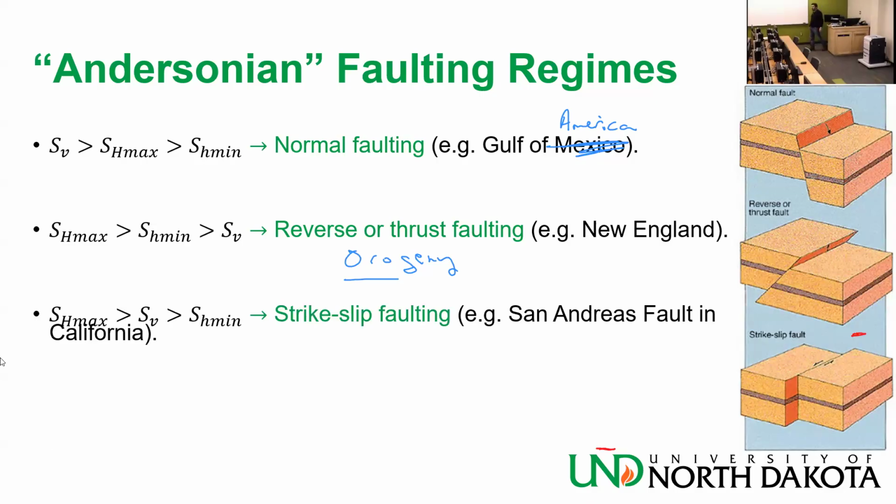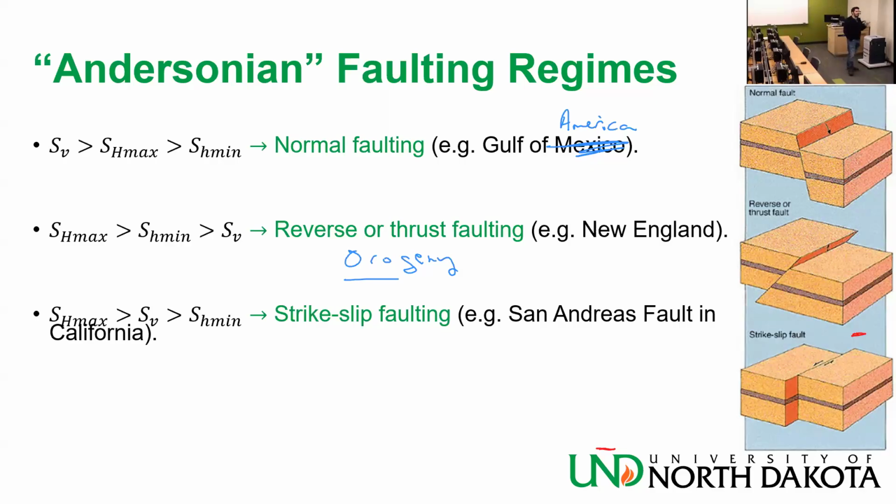The west coast of America is very common, a very common strike slip faulting. Strike slip fault is San Andreas fault. You can remember that one. That's when SV is in the middle. So SH max is the more compressive, SH mean is the least compressive, SV is in the middle.